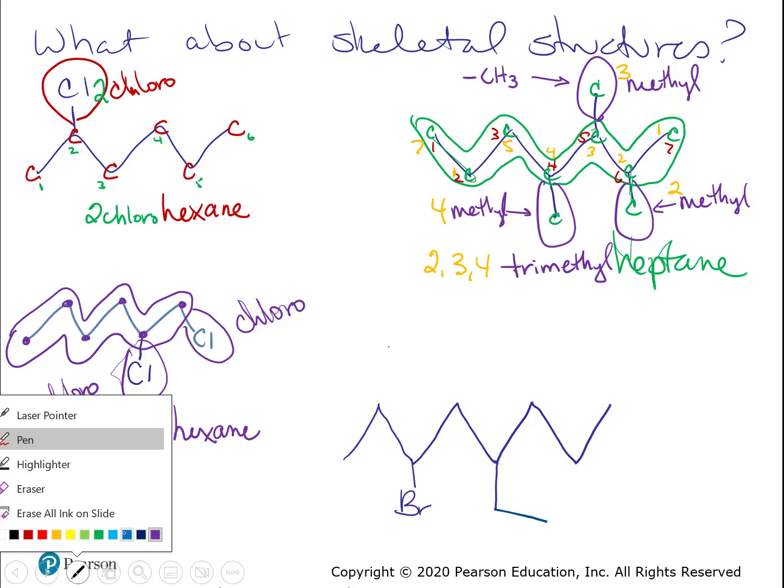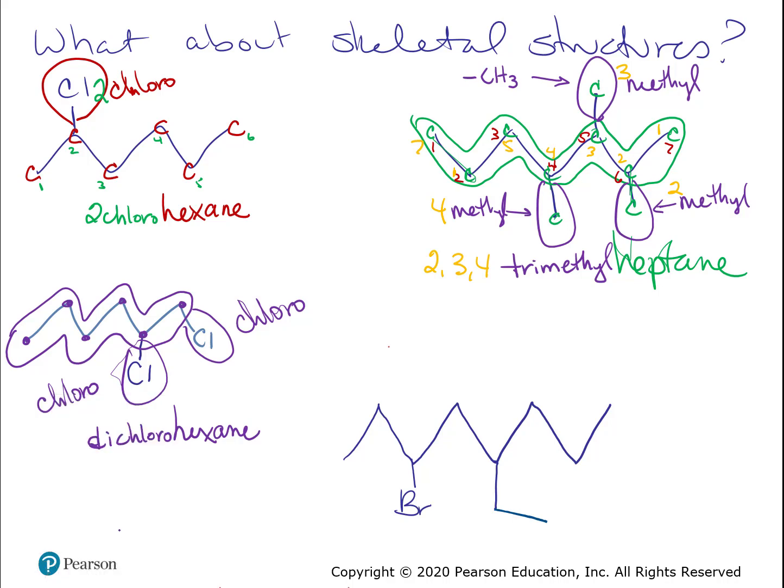So last thing I've got to do is number. So now, do I number from the left or the right? I'm going to number from the right. You see the first chlorine is on carbon number 1. So this would be carbon 1, carbon 2, carbon 3, 4, 5, and 6. So that means I have a chlorine off of carbon 1 and a chlorine off of carbon 2. So I would just put 1,2-dichlorohexane.